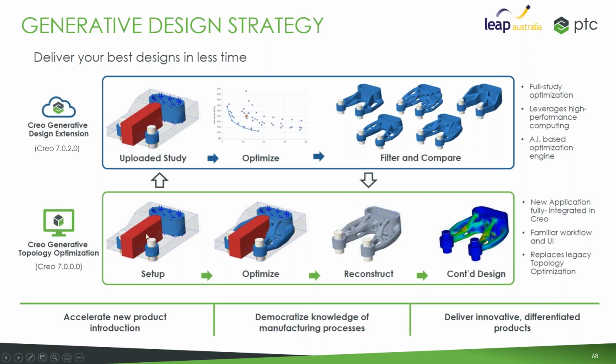If you do it on the desktop, you can only run one at a time, so that's a very iterative process. The idea is to move that into the cloud, because the cloud is great at giving you compute power for this kind of stuff. So I would set up my study, upload that into the GDX running on the cloud, and have it run all of the possible combinations. Then I can look at Pareto charts and other things, choose which ones I'm most interested in, filter them down, determine the one I'm most happy with, send that back into Creo, and off I go. That was introduced back in 7.02.